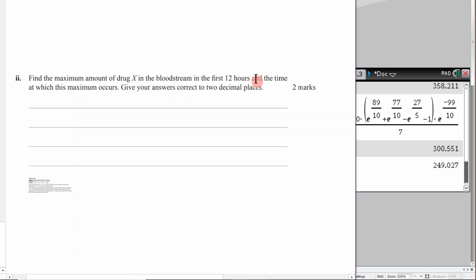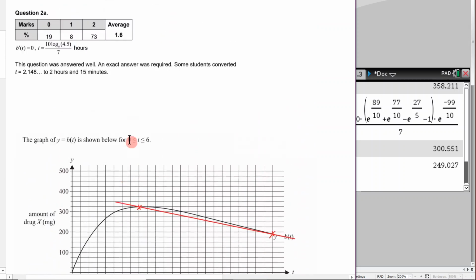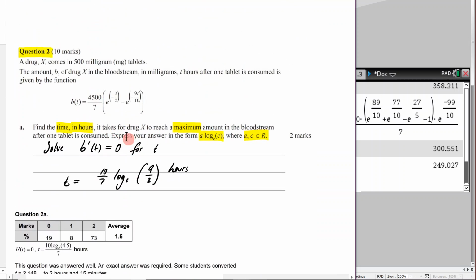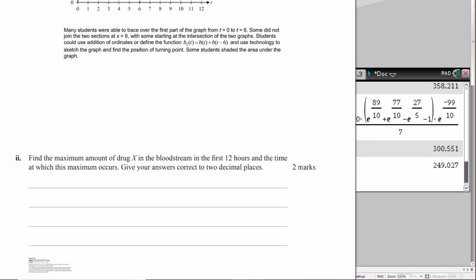in the first 12 hours and the time at which the maximum occurs. Give your answer correct to 2 decimals. So similar to question 1 of this 2018 exam 2, this very last question of question 2 comes back to what we were doing at the very start of it. Remember, this is similar to what we did at the start. We did the maximum, and this is what we used to do it. So now we're going to do something very similar here. Let's grab a pen and do that.